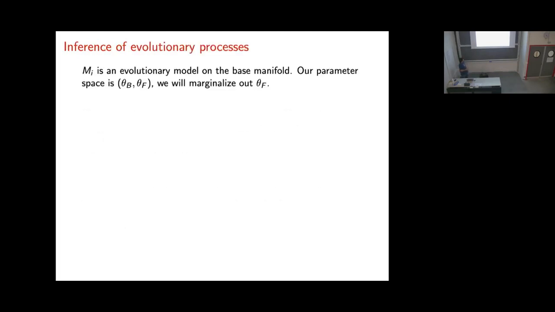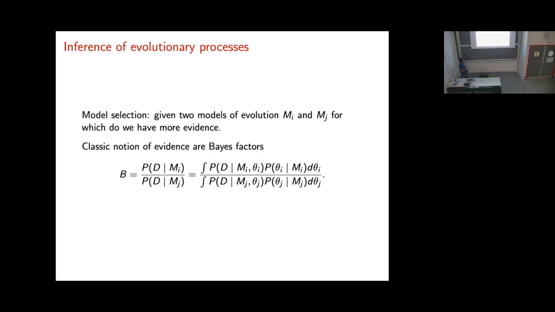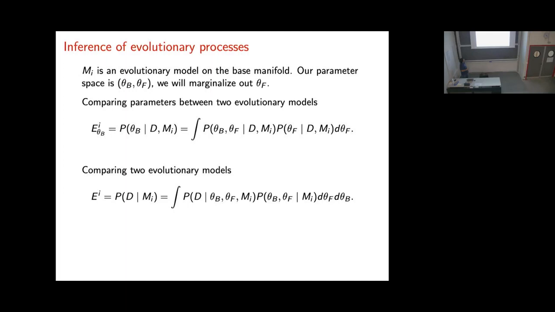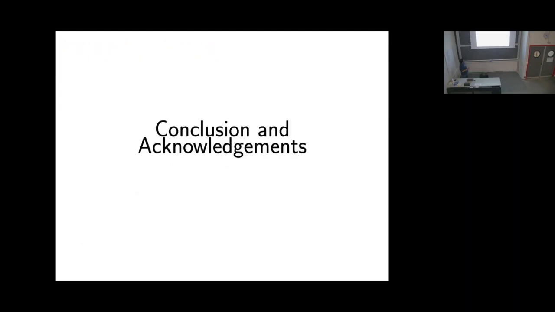So what we want to do is get evidence for two evolutionary models, M_i and M_j. What I'm going to suggest you do is, let me just show you. You write down the probabilistic model. Let me actually just, where is it?